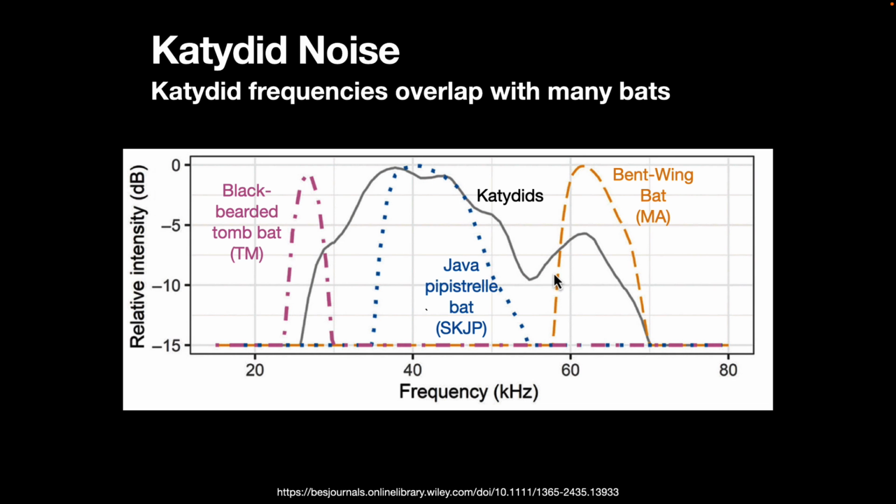And the bent-wing bats are somewhere in between. They're kind of over off to the edge. They're at a lower amplitude than, say, the Java pipistrelle. The katydids don't make quite as much noise in the frequency bands that they care about, but there is some overlap there.